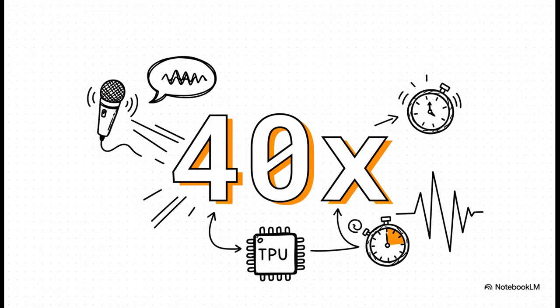The latest models can generate audio more than 40 times faster than real-time. Just think about that. 2 full minutes of conversation can be created in less than 3 seconds on just one of Google's TPU chips. This wasn't just a small step up. It was the giant leap that unlocked true, real-time conversational AI.